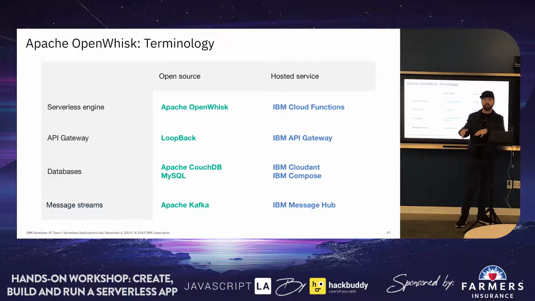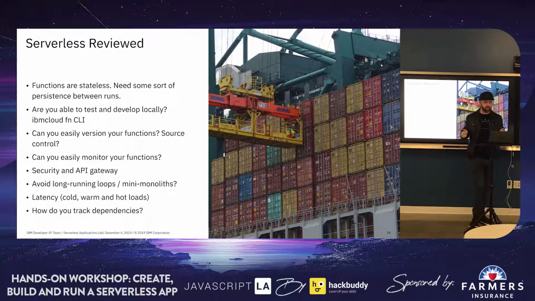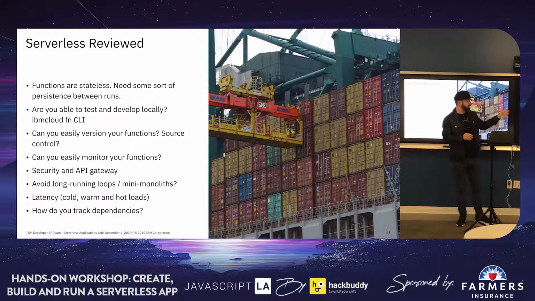All of the stuff that you're going to be learning here tonight is not tied specifically to IBM Cloud. You're going to be able to use it on whatever cloud vendor that you want. So just a quick review about all the stuff that I've talked about so far. Functions are stateless. They need some sort of persistence between runs. They're also ephemeral. If you're going to be deploying, there's a few different CLIs that you can use. There's the IBM Cloud CLI. There's also the OpenWhisk CLI.